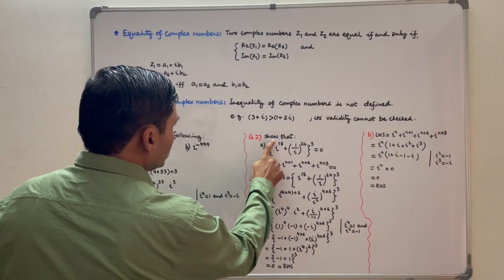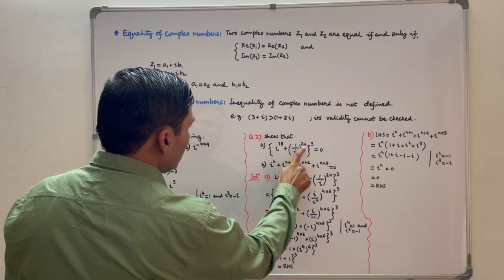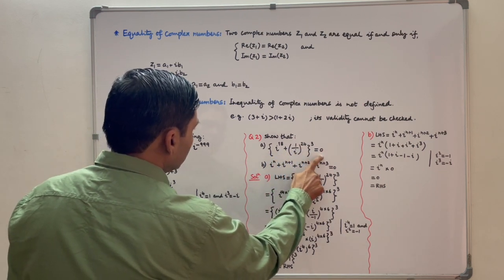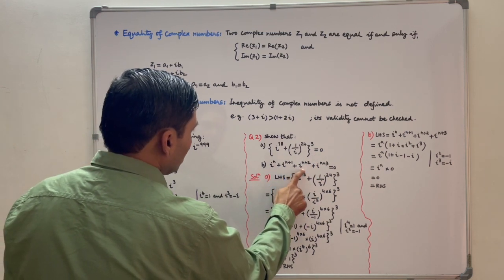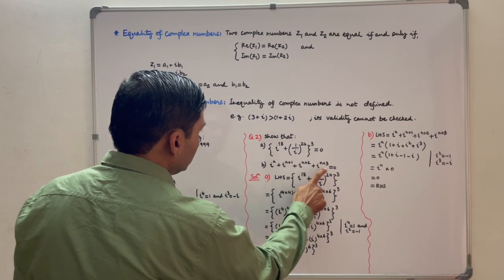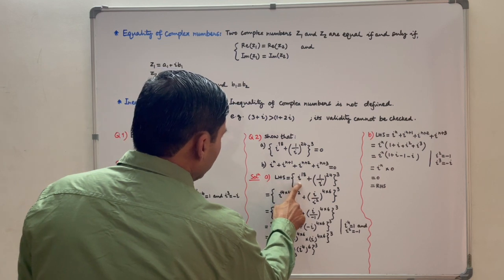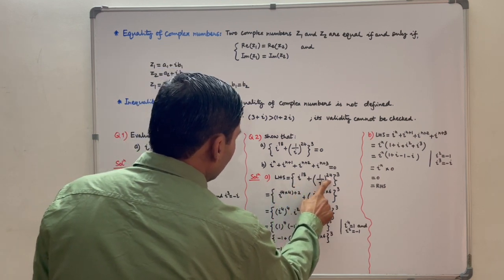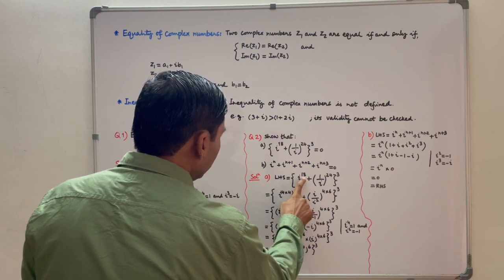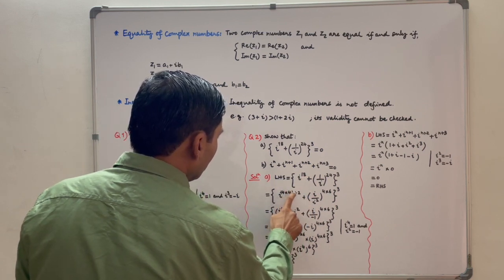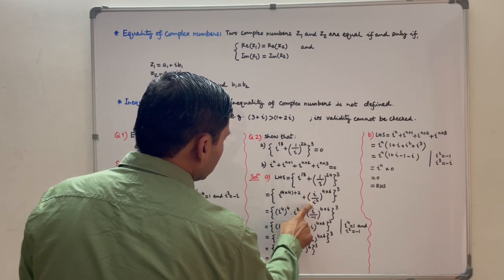Second question, show that part A, (i to power 18 plus 1 by i to power 24) whole to power 3 is equal to 0. Part B, i to power n plus i to power n plus 1 plus i to power n plus 2 plus i to power n plus 3 is equal to 0. Part A, LHS is equal to (i to power 18 plus 1 by i to power 24) whole to power 3. We will divide 18 by 4. So 18 can be rewritten as 4 into 4 plus 2. 1 by i can be rewritten as i upon i square.